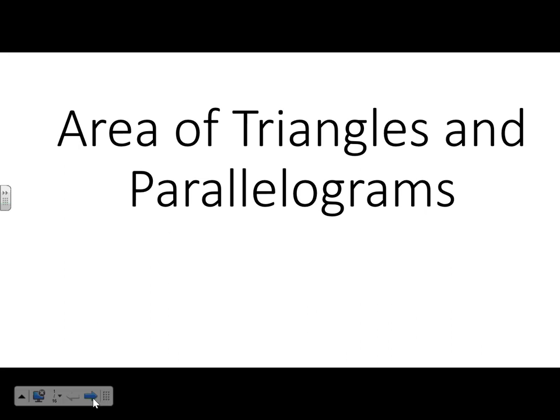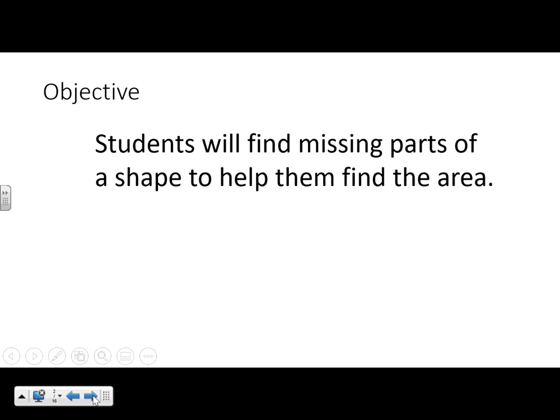This lesson is over the area of triangles and parallelograms, so we're going to dive in a little bit more deeply than what we did the last lesson. The objective is for students to be able to find missing parts of a shape to help them find the area. So again, that's where the biggest thing is going to be different from the other lesson.